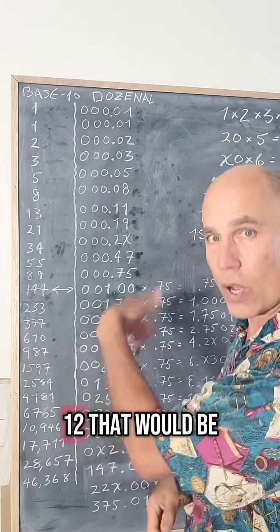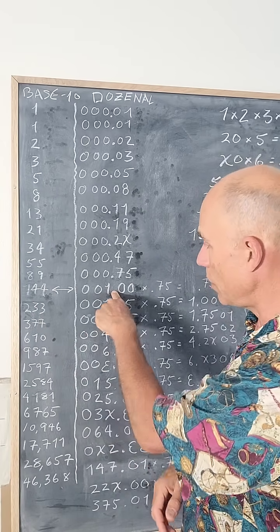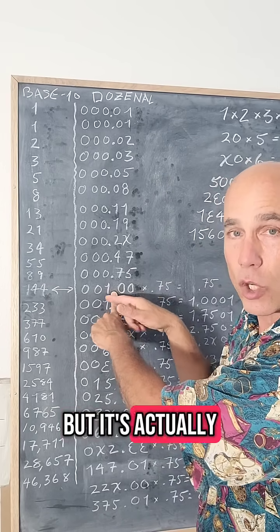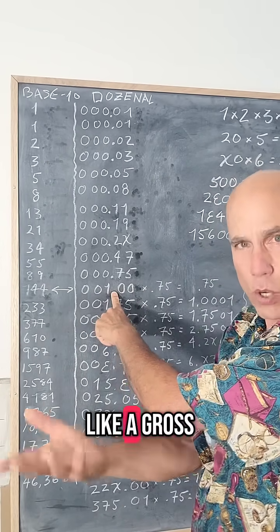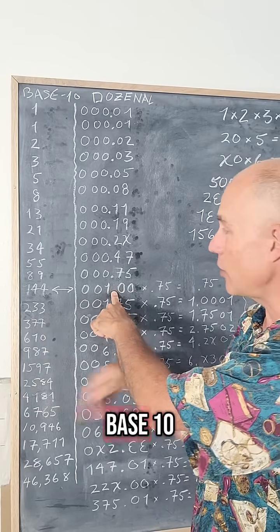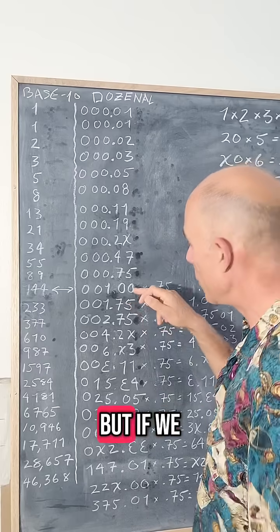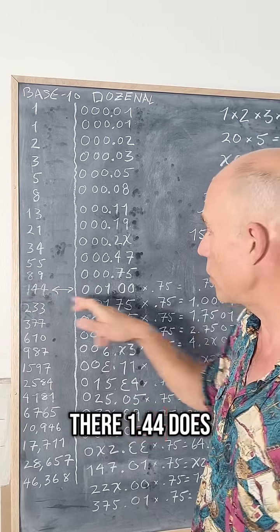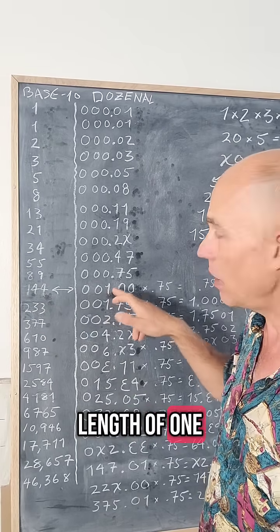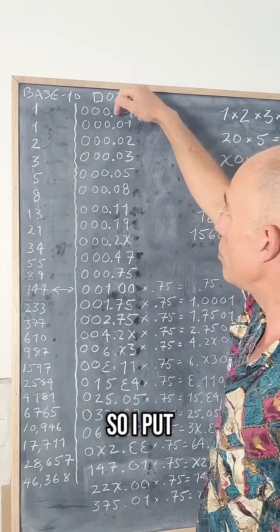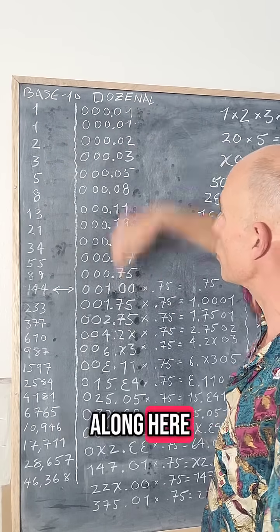So in base 12, we'll put my finger over that decimal place there, and that would look like 100, but it's actually called one gross. So one gross in base 12 is 144 in base 10. So that's exactly the same. But if we put a decimal place in there, 1.44 does not equal the length of 1 in base 12. So within the decimal places, things are different. So I've put decimal places all along here, so we're talking about 144ths.